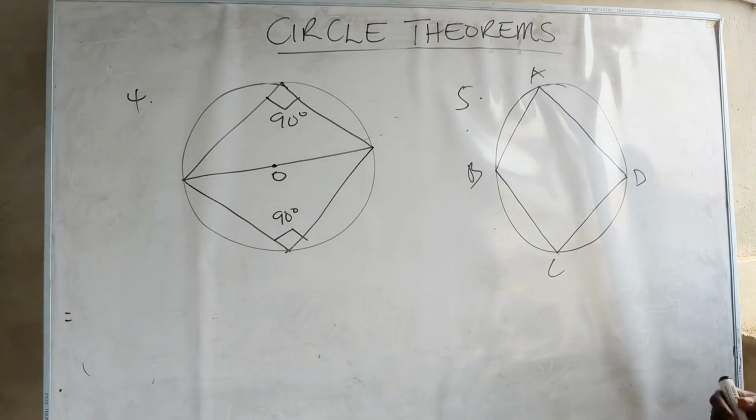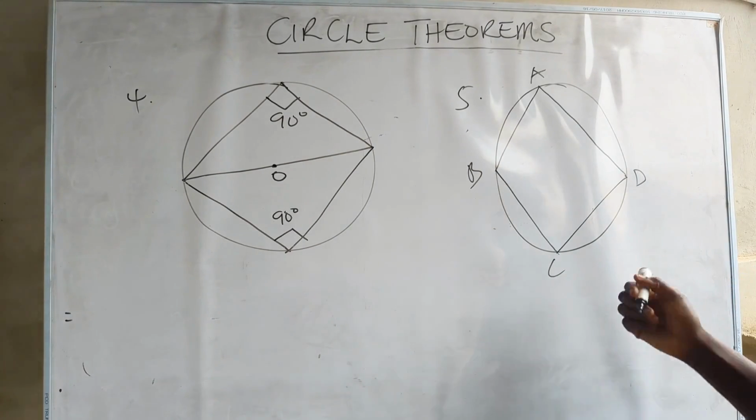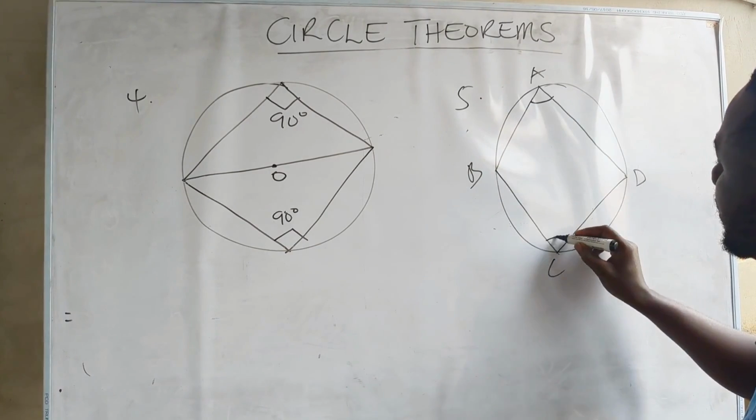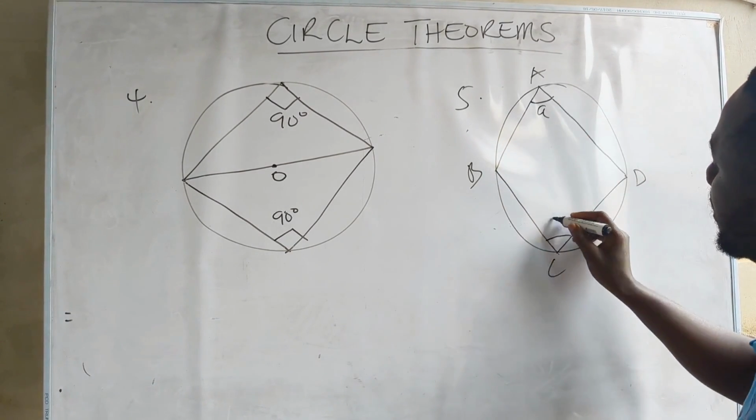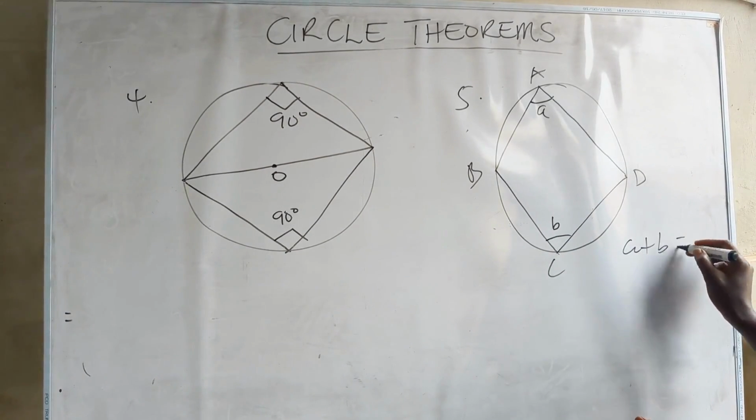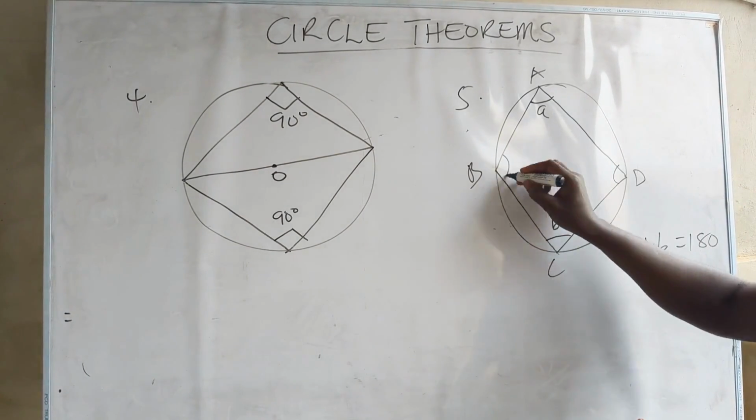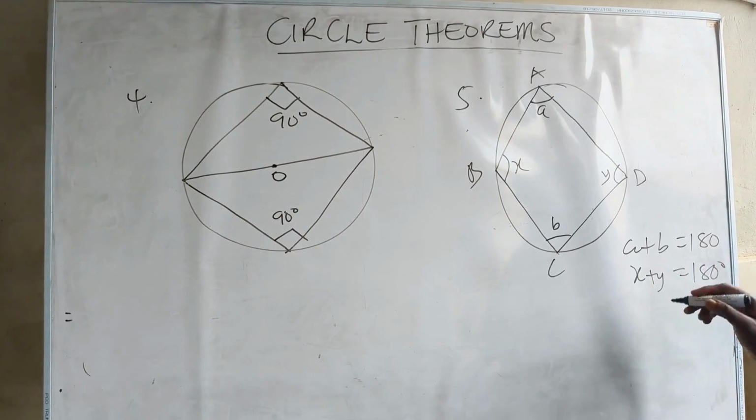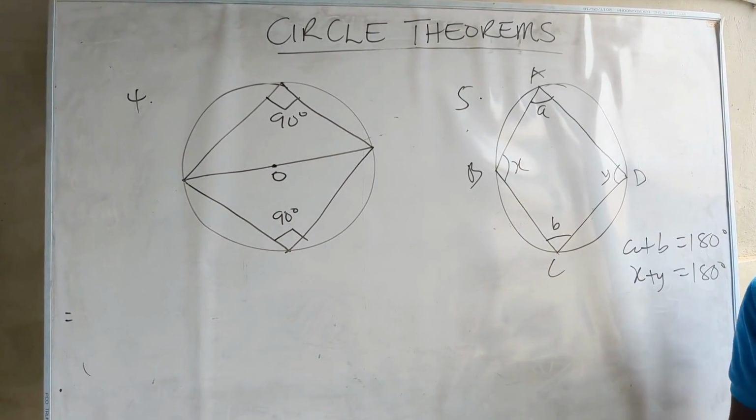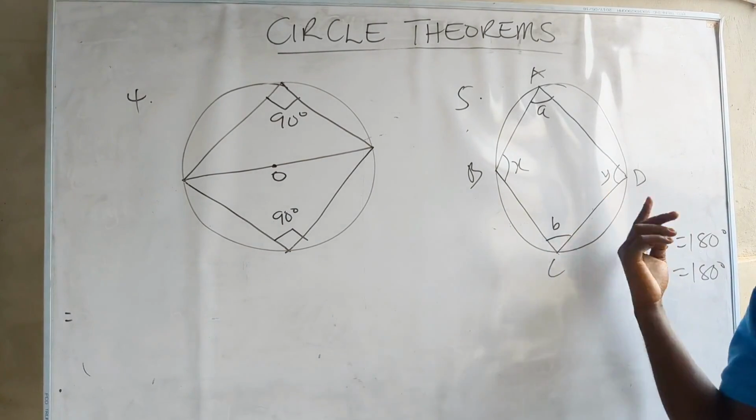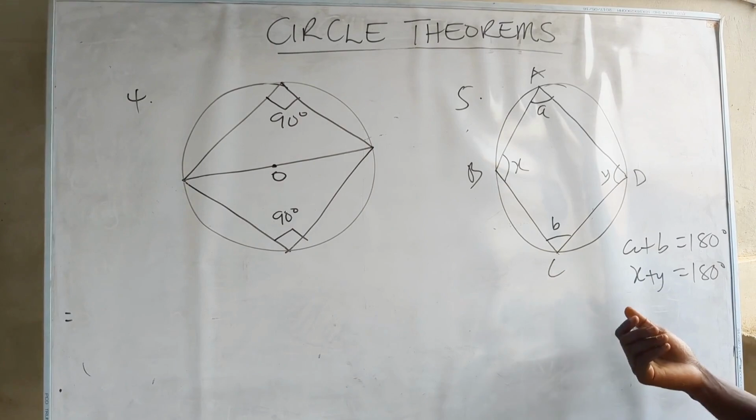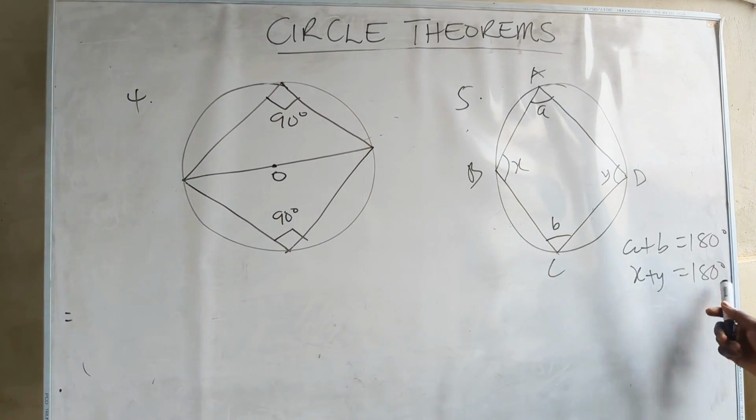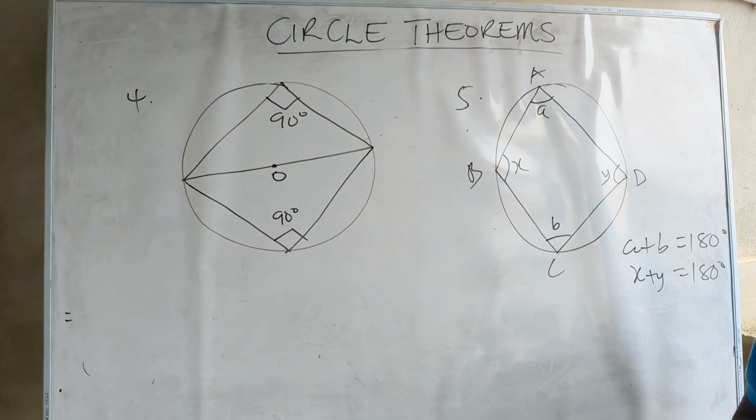The opposite angles of a cyclic quadrilateral sum up to 180 degrees. So if I have an angle here, an angle is here. If here is A and here is B, then my A plus B should give me what? 180. The opposite angles. If here is X and here is Y, then also X plus Y will give me what? 180 degrees. So the opposite angles of a cyclic quadrilateral add up to 180 degrees. So X plus Y will give you 180. A plus B will also give you 180 degrees. That is what we are talking about.